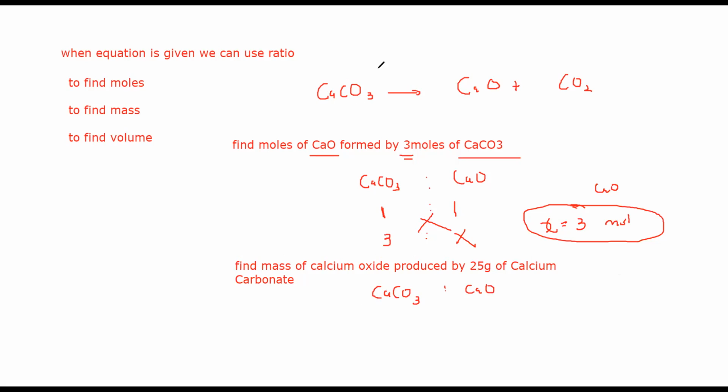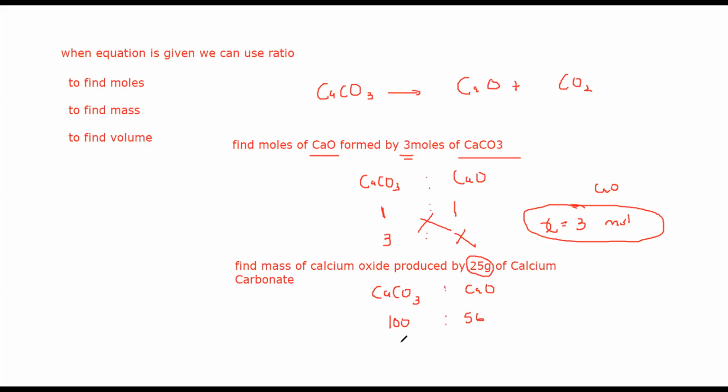What is the total mass of calcium carbonate? Here, I will always use the equation for the ratio. What is the total mass of calcium carbonate when we work out the molecular mass? That will be 100. What is the total mass of calcium oxide? Calcium is 40 and oxygen is 16, so it will be 56. So the ratio is 100 is to 56. First, we always take the simplest ratio from the equation and then we will solve according to the question.